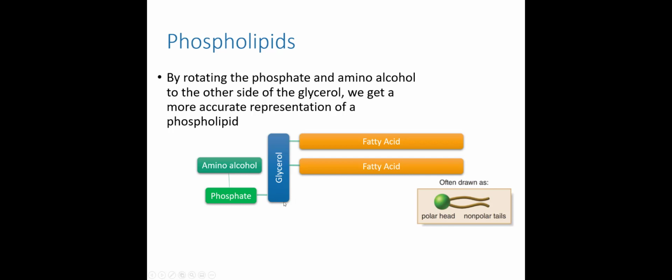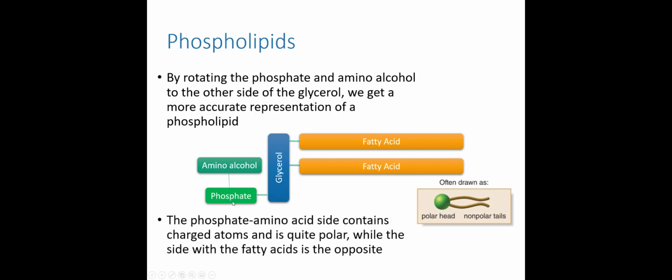And this is because these groups here are charged. The phosphate, you'll recall, has an O- atom on it, and the amino alcohol either has a nitrogen with 3 hydrogens and a plus charge, or a nitrogen with 3 methyl groups and a plus charge here. And we also have these oxygens over here from the glycerol. So these groups are more polar.